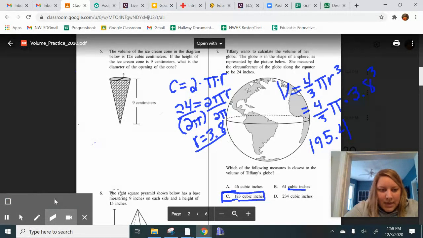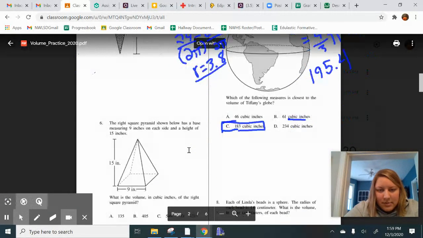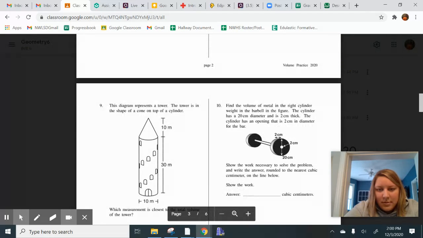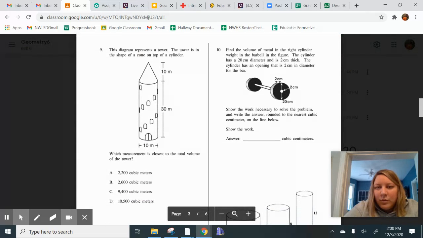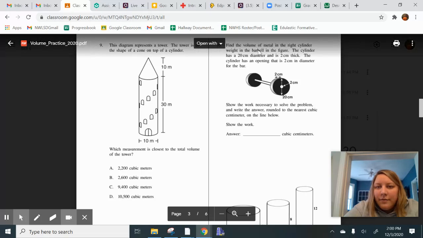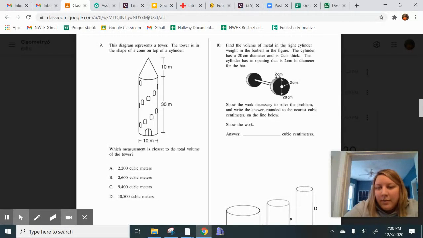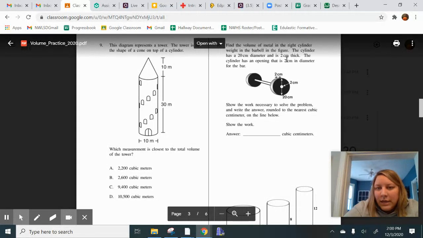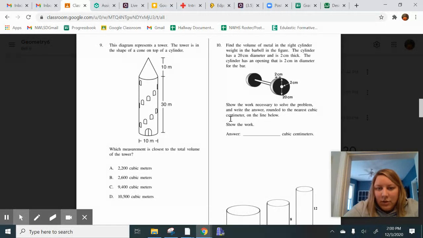Next, number 10. Okay, so for this one here, find the volume of the metal in the right cylinder weight in the barbell in the figure. The cylinder has a 20 centimeter diameter and 2 centimeters thick. The cylinder has an opening that is 2 centimeters in diameter for the bar. Show the necessary work to solve the problem, round to the nearest cubic centimeter.